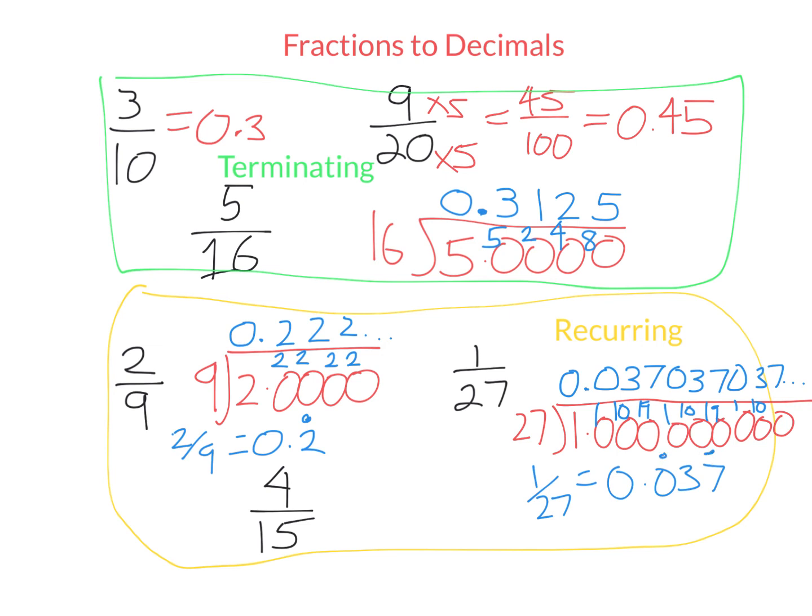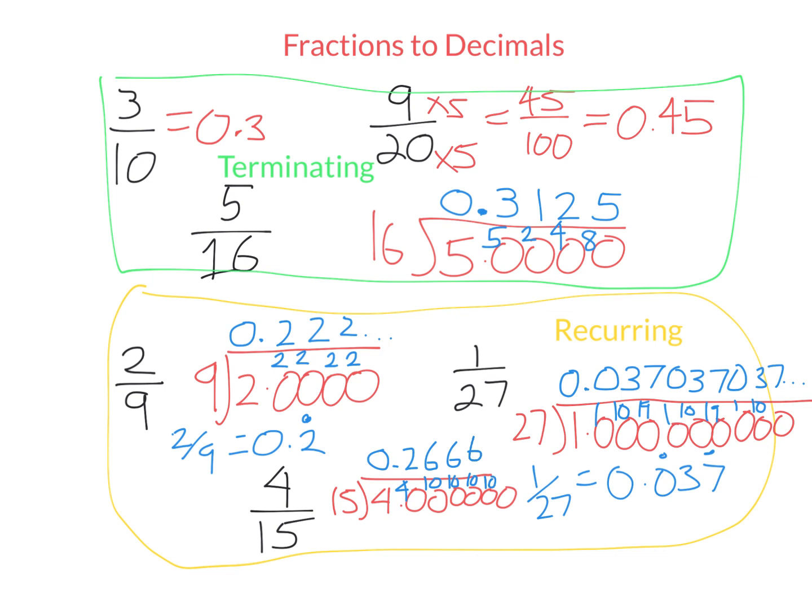All right, let's try 4 over 15, which also has a recurring decimal. So that's saying how many times does 15 go into 4? And we'll write some zeros there as well. So 15 goes into 4, 0 times remainder 4, decimal point above decimal point. 15 goes into 40, 2, remainder 10. 15 goes into 100, 6, remainder 10. Once again, it's 6, remainder 10.